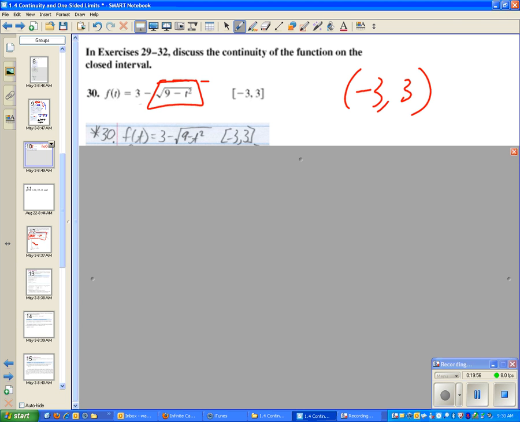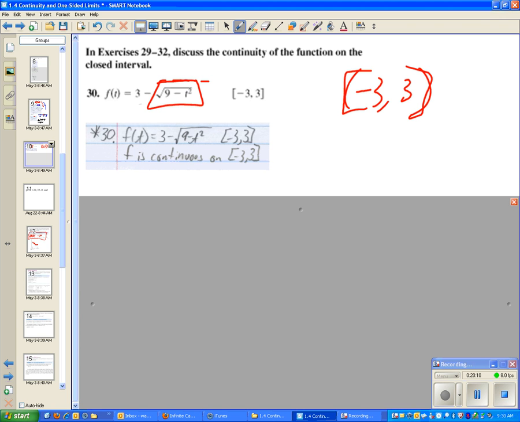Am I good at 3? Yeah, because of the same reason. So what's your conclusion about the continuity of this function on that closed interval? It is continuous. Now, without using the limits and all that, that's fairly intuitive, right? Or just for me? Now, here's where you'd have to watch out. Okay, so we're good with the way it is?